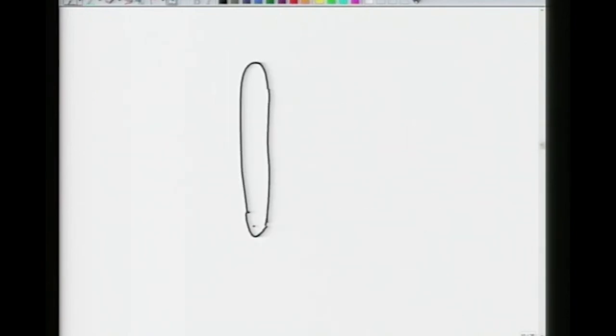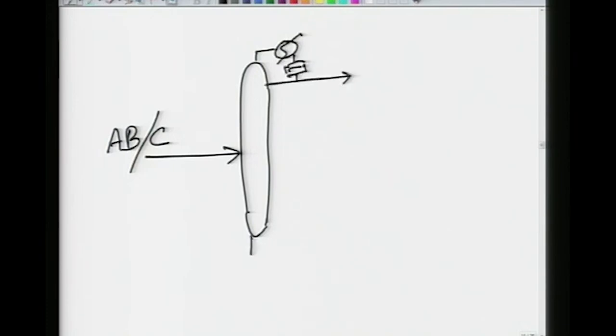Okay. On the other hand, I may have another situation where I have a lot of AB and a small amount of C in it. Okay. In this case, if I again take a simple distillation column, it is a simple distillation column. I am taking out pure C down the bottoms, AB up the top.